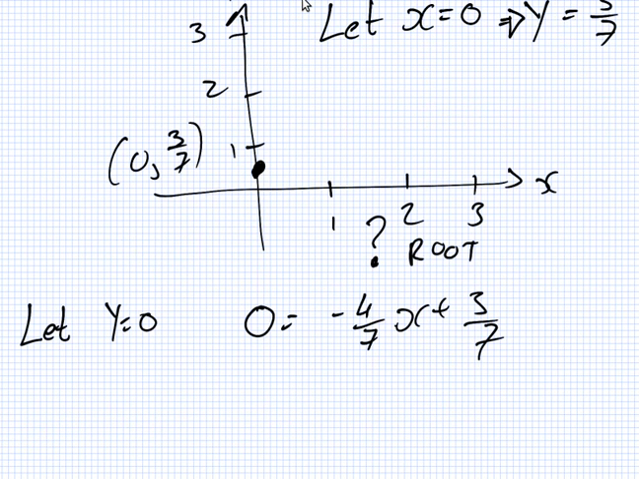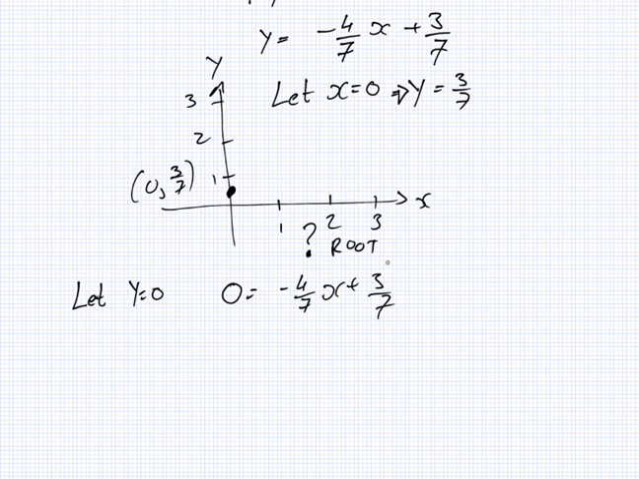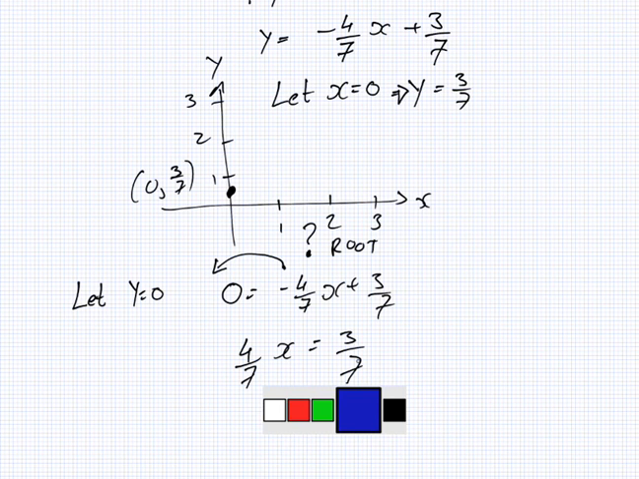So the y equals 0. I can find the x now. What should I do next to help me find the x here? Make x something. Yeah, well, just bring this over here. So I get 4 over 7x equals 3 over 7. What can I do next?